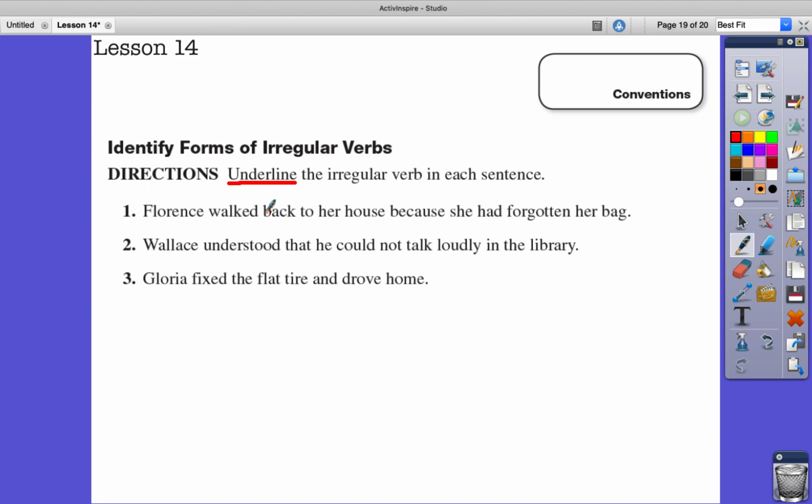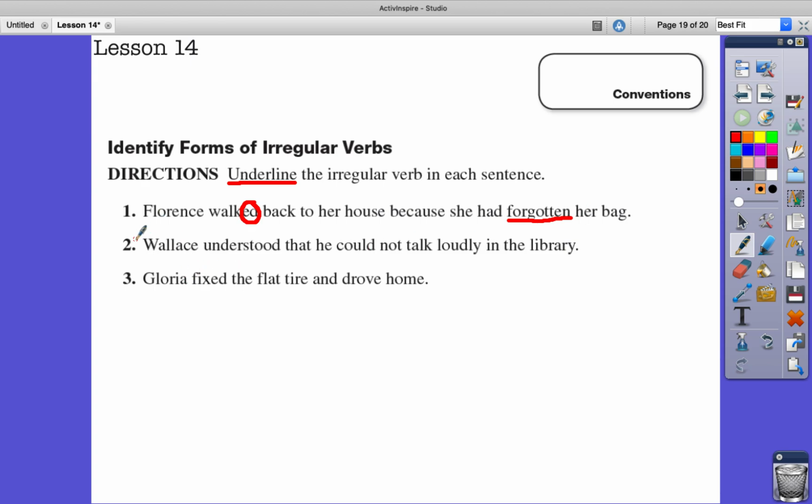So here I notice that I have the verb walked is in the past tense, but I see this ed here. So this is actually the regular form. So I'm not going to underline it. Now if I look at my next verb, had forgotten, this is going to be my irregular verb. The spelling changes.